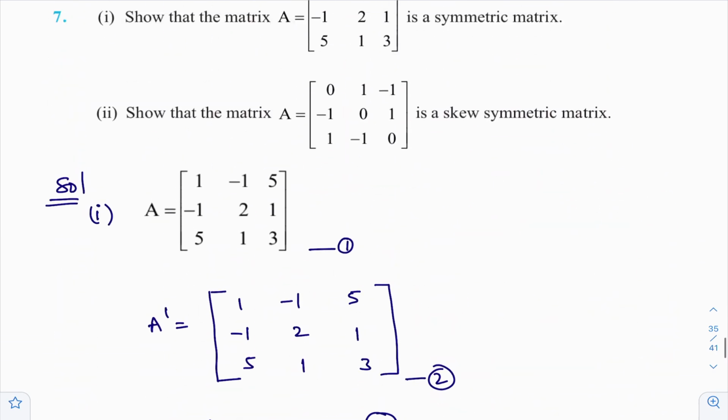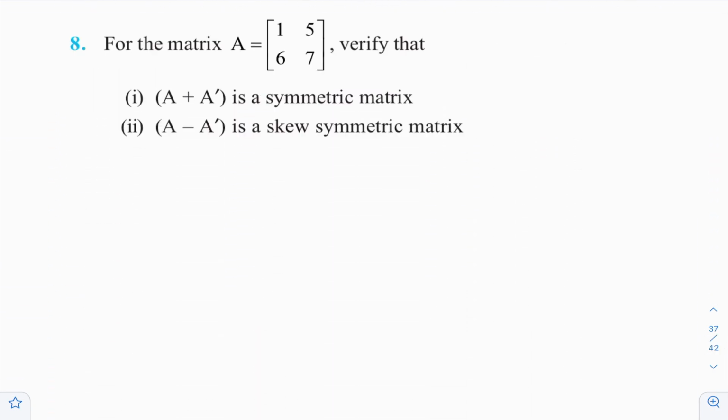Now, seventh question, both the bits completed. We will move to the eighth question. You see, this is the eighth question. For the matrix A, this is matrix A, verify that A plus A dash is a symmetric matrix. We need to verify that A plus A dash is a symmetric matrix.